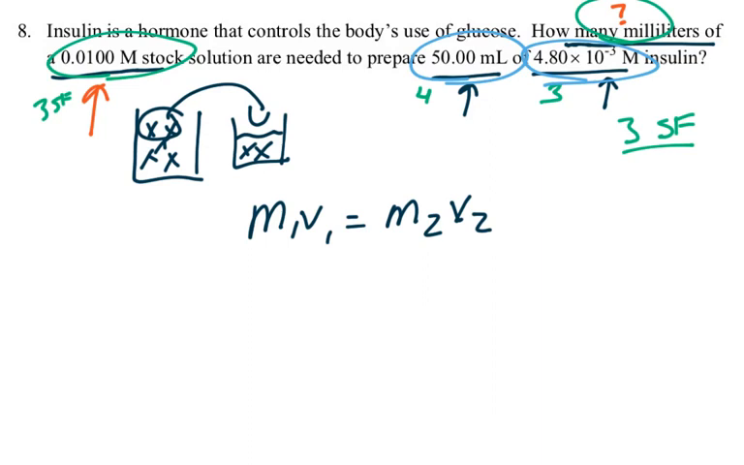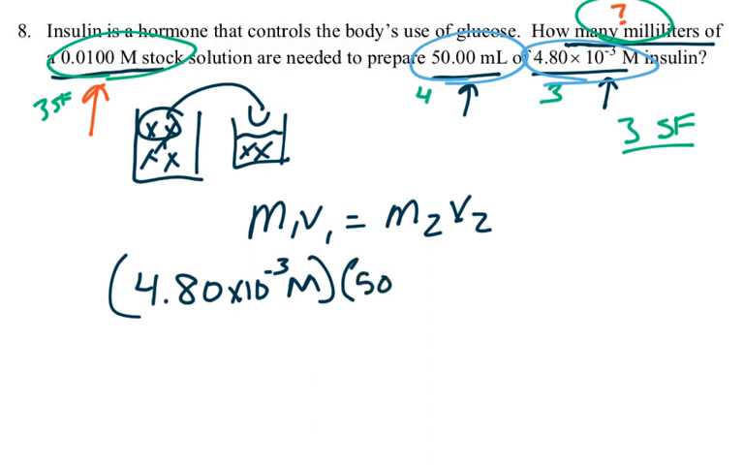So let's just do this. We have M1. It doesn't matter which one you call 1 and which one you call 2. 4.8 times 10 minus 3 molar. V1, 50.00 mils. Okay, that's in milliliters. Okay, so M2, 0.0100 molar. And then X. We don't know how many. That's what we're trying to find out is X.